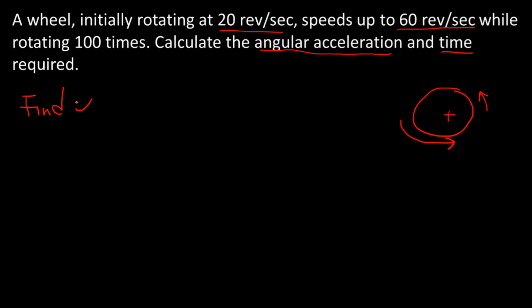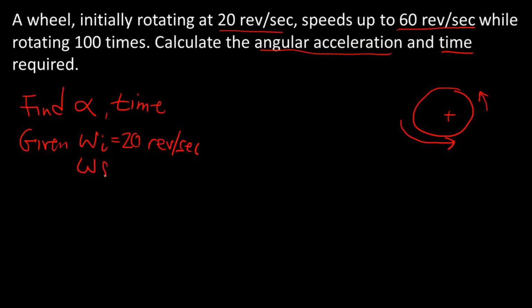I'm trying to find alpha and time. What am I given? It looks like I'm given an initial angular velocity of 20 revolutions per second. I'm given a final angular velocity of 60 revolutions per second. And what else am I given? The change in position is 100 revolutions. I'm suspecting I'm going to have to change these into radians eventually, right?